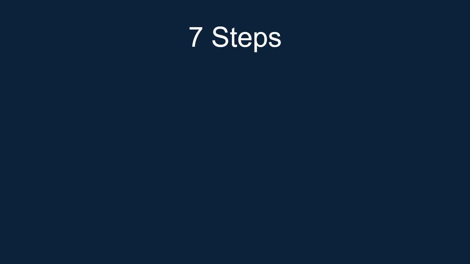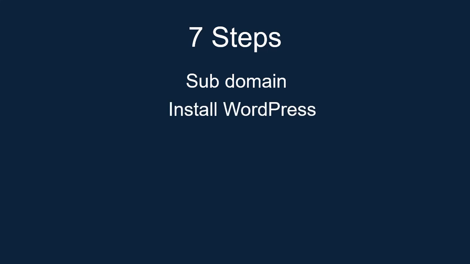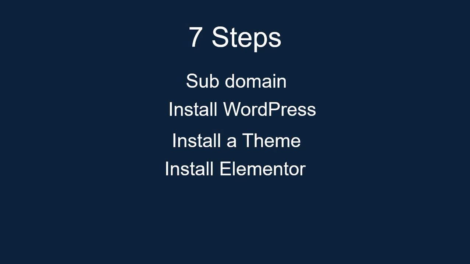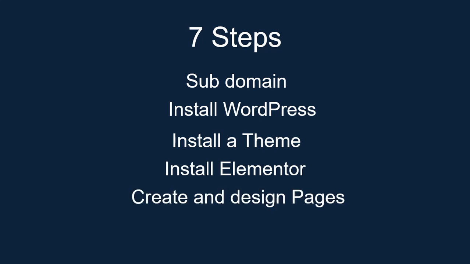Now, what we are going to do in this lesson is in 7 steps. We're going to create a subdomain. We will also install WordPress. We will install a theme. We'll install Elementor, and we'll use Elementor to create our pages and design them. And then lastly, we are going to create a header and footer.